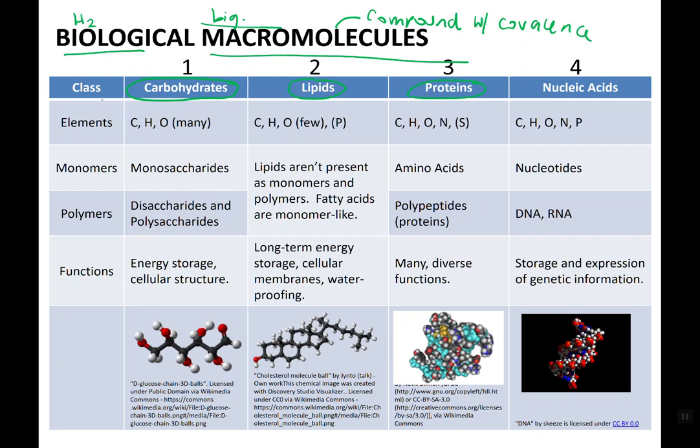So at the top here we have the class, which is just the general designation. And then in this row we have the elements that make it up.